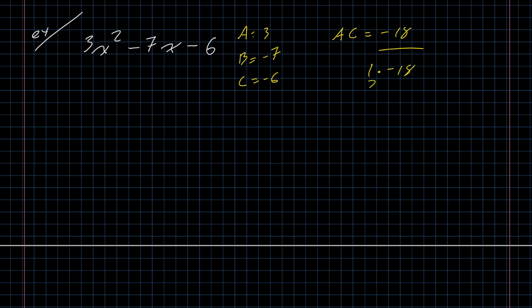So I'm going to have 1 times negative 18. I'm going to have 2 times negative 9. I'm going to have 3 times negative 6. 4 does not work, 5 does not work, 6 is already on the list. Those are all of the factors.